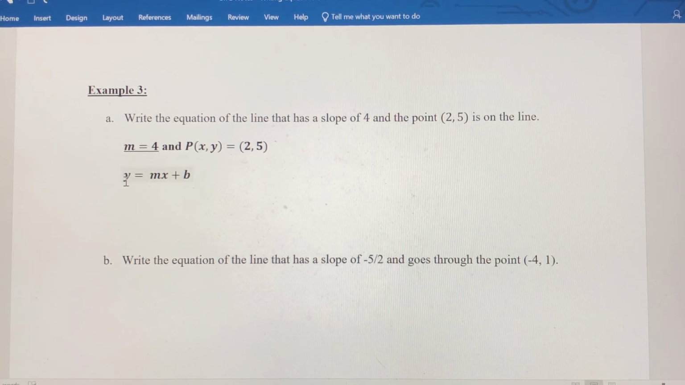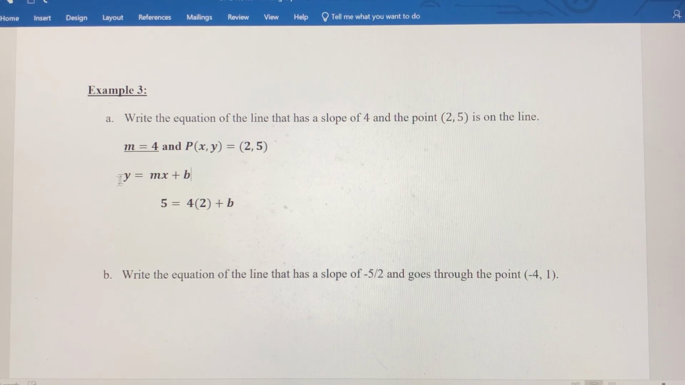I know y in this problem is 5, so I'm going to substitute 5 here for y. I know m is equal to 4, so I can substitute 4 here for m. And I know the x-coordinate that we're given is 2, so I can replace x with 2, okay? So replace y with 5, replace m with 4, replace x with 2. That means I've got a real simple equation here with only one unknown, b, my y-intercept, that I can solve for, okay? So let's simplify that.